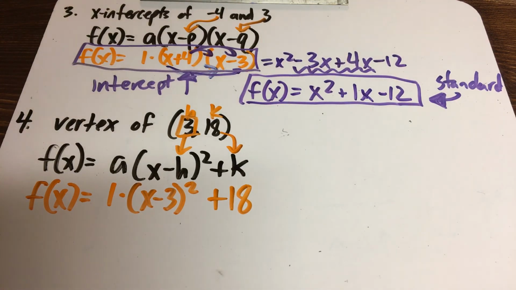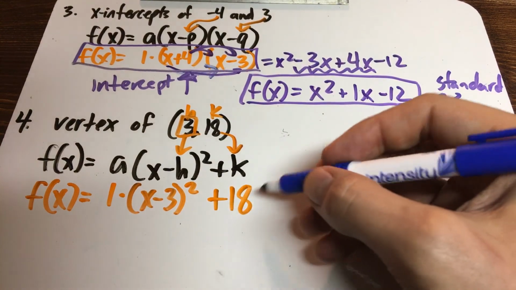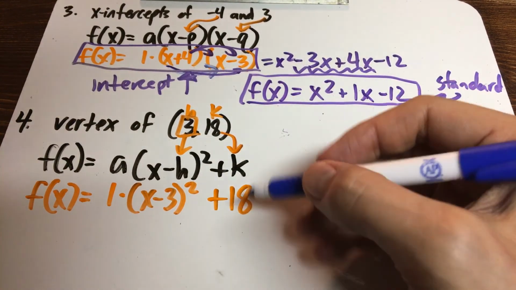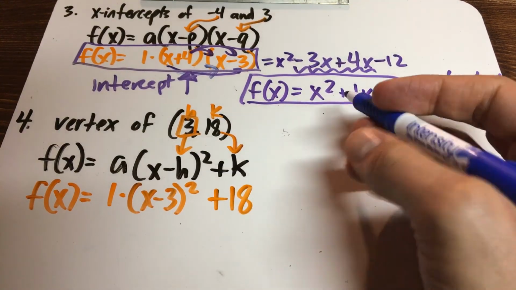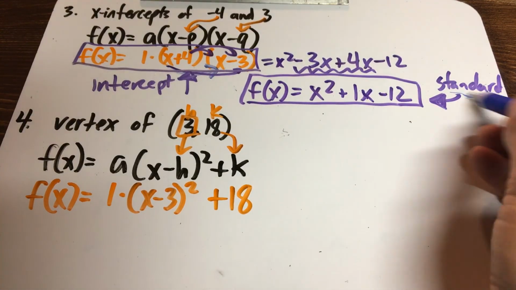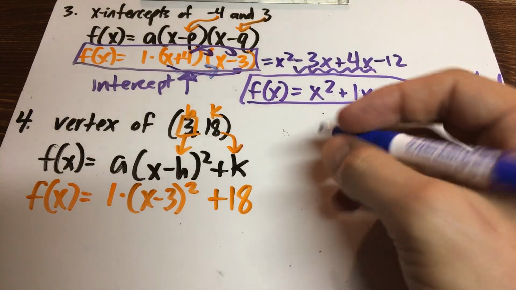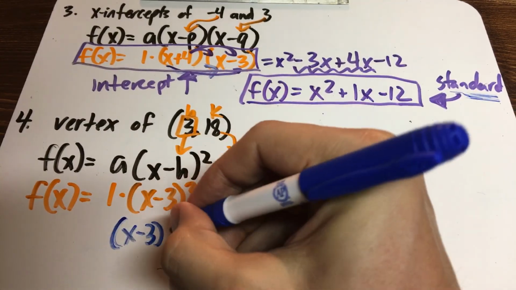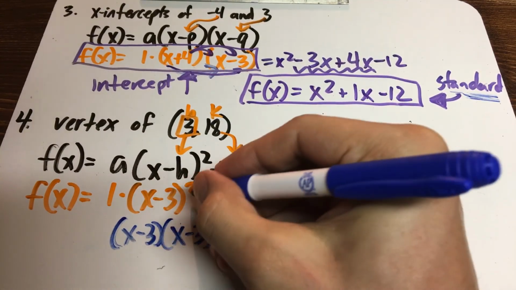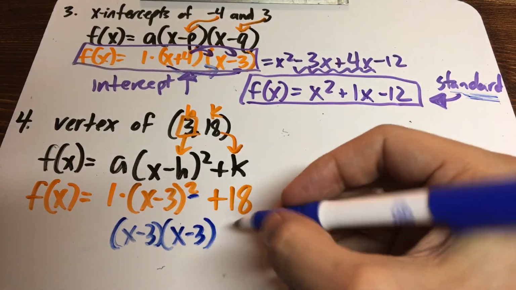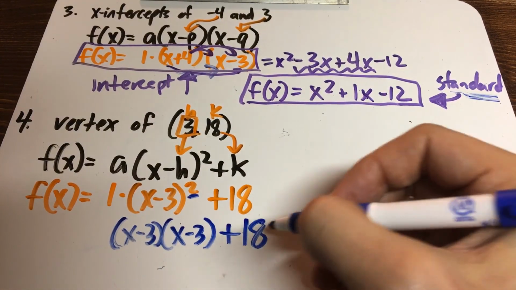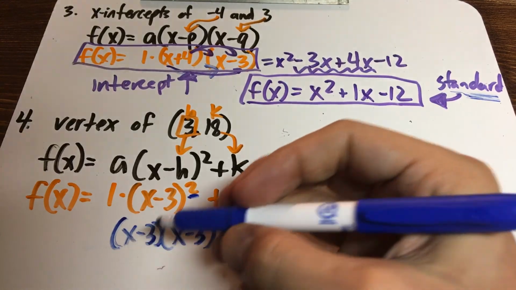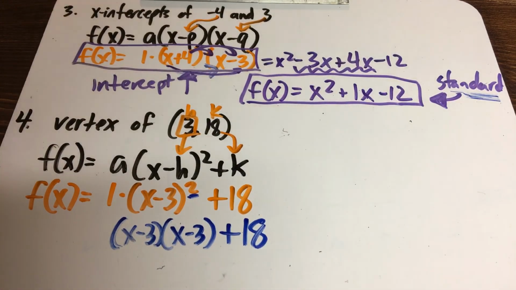Okay. Now, we go back and this would be perfect if it said write the answer in vertex form. Boom, I'd circle this, I'd be done. But since this question said write it in standard form, I've got to go and actually distribute this out, right? I've got to take x minus 3 times x minus 3, since it's squared, and then I'm going to put plus 18 at the end. The times 1 at the beginning doesn't matter because anything times 1 is itself.